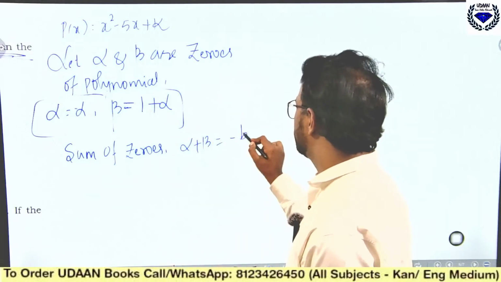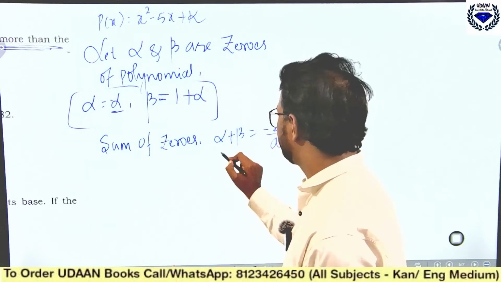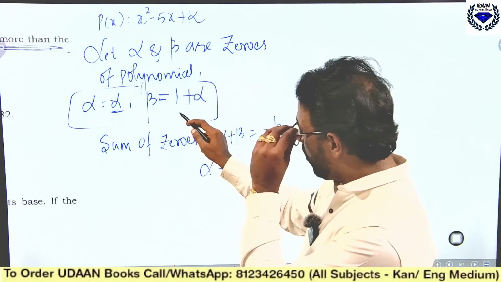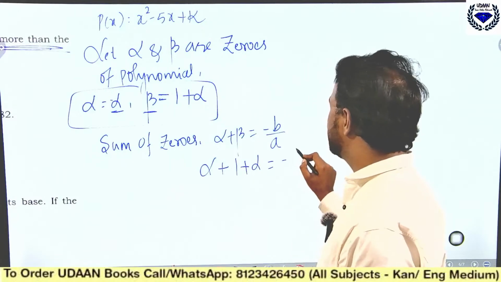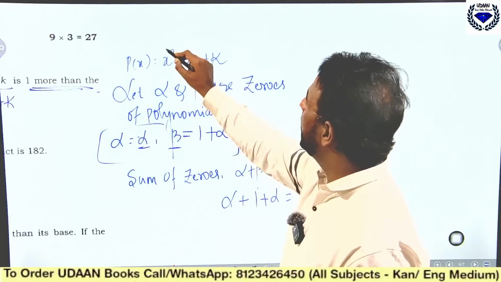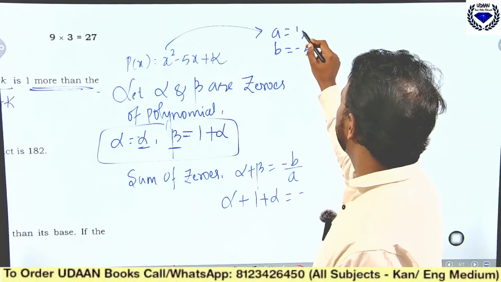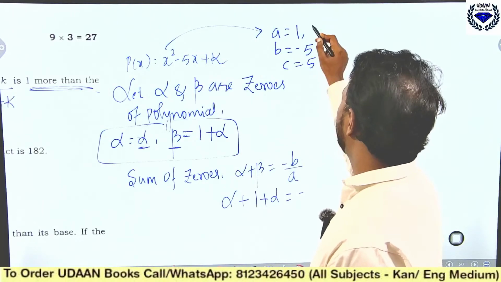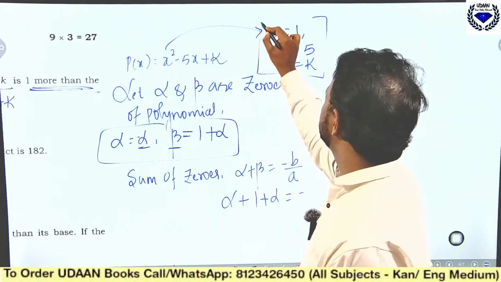So let me know what answer you can expect here. Sum of zeros is what? Minus B by A. Now you see alpha is what? Alpha only. Then beta is 1 plus alpha. Now in this, what is A? Just see here. A is 1, B is minus 5, and C is K.